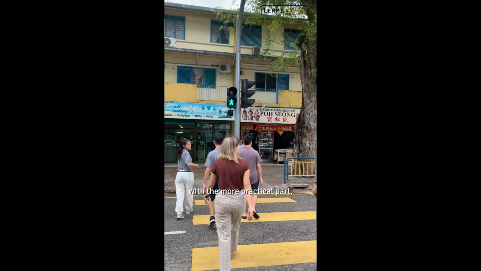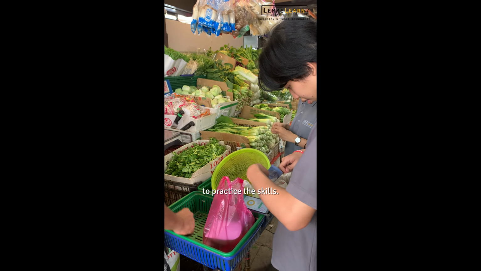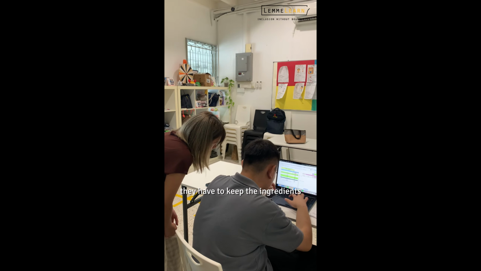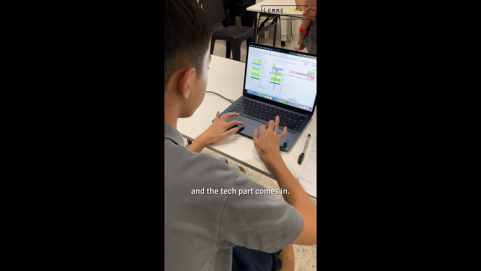Usually we will end with the more practical part where we will go out to the market to practice the skills. When they come back, they have to keep the ingredients and then do the claims. So that's where the science and the tech part comes in.